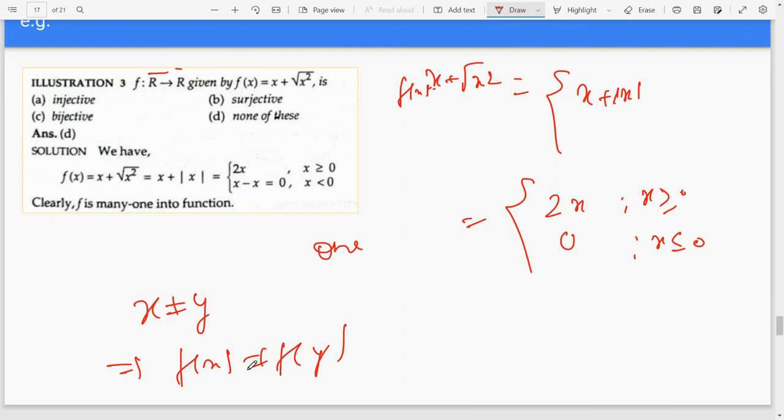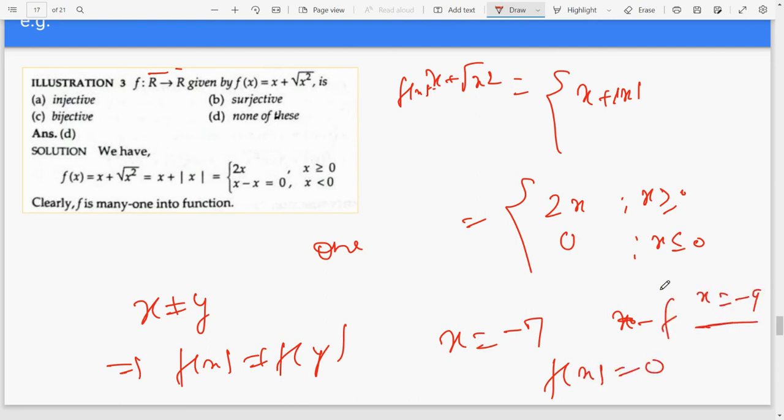Let's say we choose x equal to minus 7. Then x plus mod x, f(x), is going to be 0. And if we choose x equal to minus 9, in that case also we are going to get f(x) equal to 0, because whatever value we choose less than 0, we are going to get the same value 0. So for more than two points, the value is 0 only. This is not a one-one function. Why is this not a one-one function?